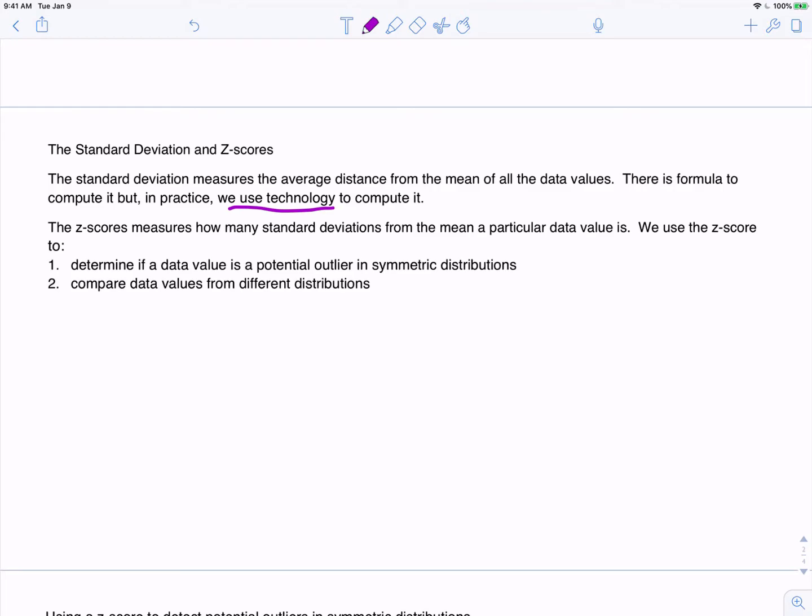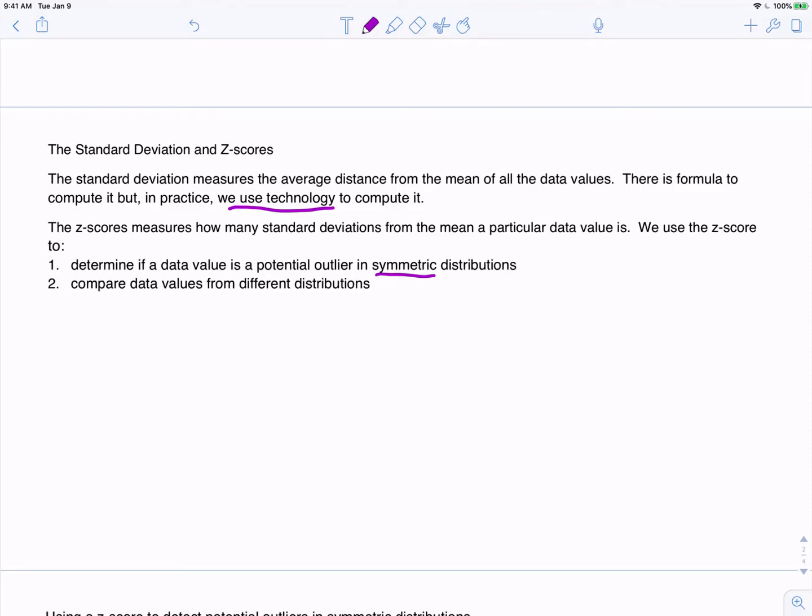Z-scores measure how many standard deviations from the mean a particular data value is. And we're going to use a z-score to do two things. One, to determine if a data value is a potential outlier in symmetric distributions, and we'll talk about why that's true. And secondly, to compare data values from different distributions.